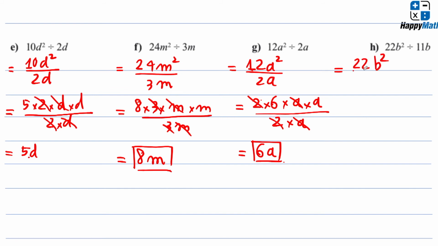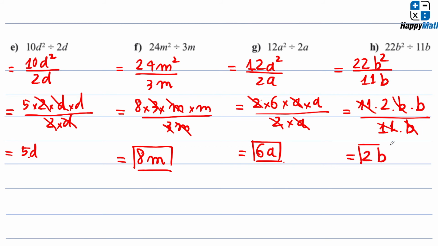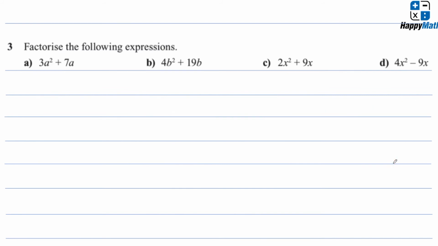How about this? 22b squared divided by 11b. I can write it like 11 multiply 2 multiply b like this, and here is 11 multiply b. So I simplify this one and this one. 11 in the numerator and denominator, b here is the same thing. So 2b, you got the final result. We done.